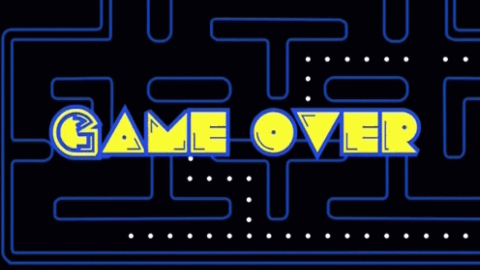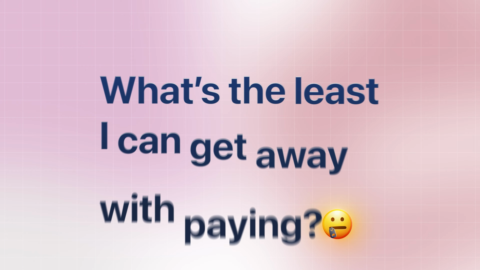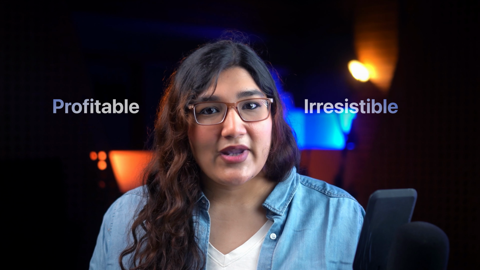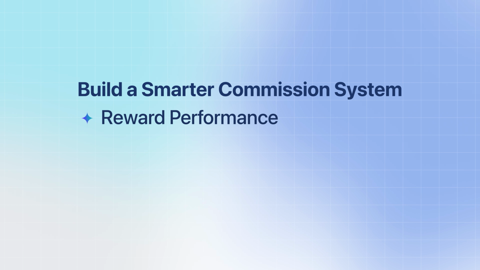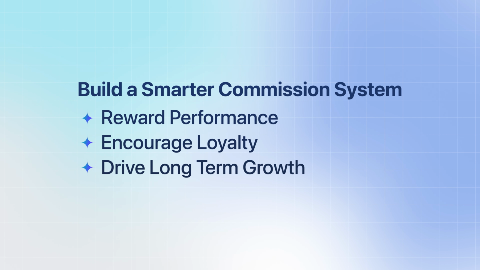promoters. But before we get into tactics, let's get one thing straight. If you see affiliate commissions as an expense, you've already lost the game. Stop asking, what's the least I can get away with paying? Because that mindset guarantees one thing: minimum effort every single time. But the moment you shift to, how do I make this both profitable and irresistible? Everything changes. This is why your job is to structure a commission system that aligns incentives with performance, loyalty, and long-term value creation. So, how do you actually do that?